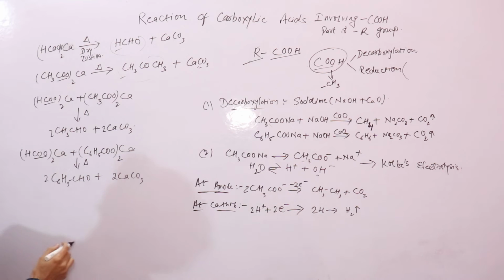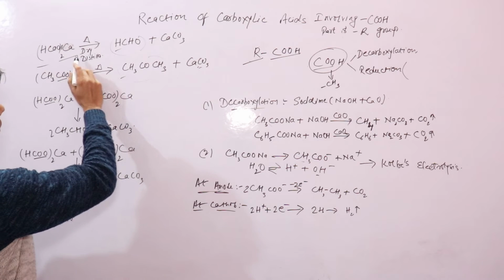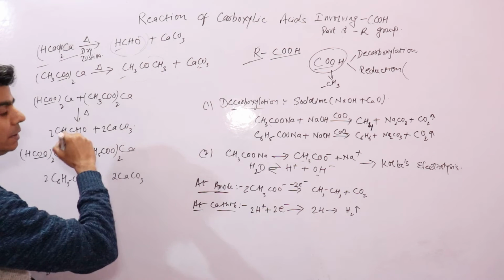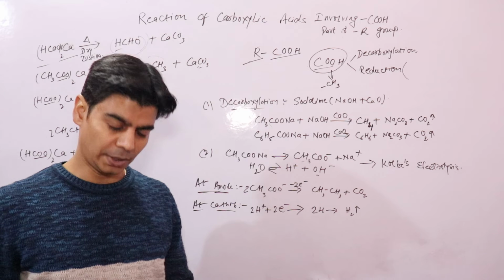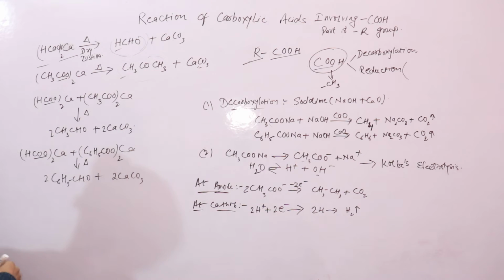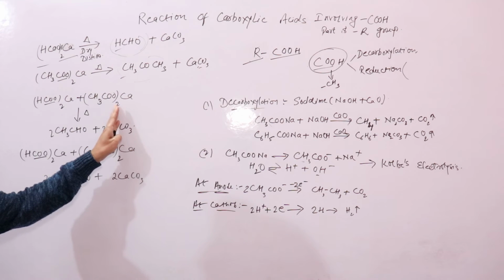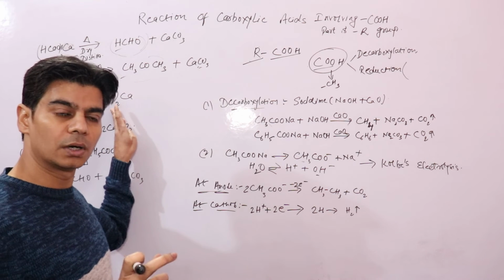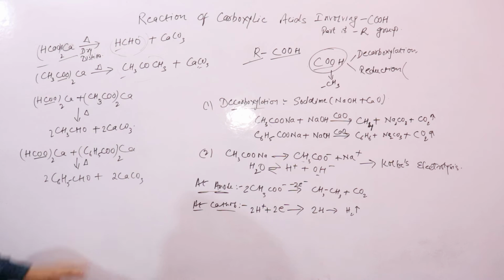And remember, when you heat calcium formate alone, dry distillation of calcium formate will form formaldehyde, and when you take any other calcium salt of a fatty acid, you will get ketones, right? And when you take a mixture of calcium formate with any other calcium salt of a fatty acid, you will get aldehydes, right? I hope this is clear.